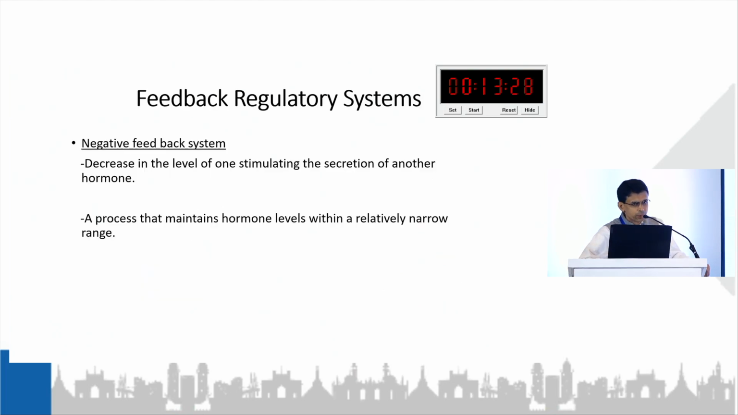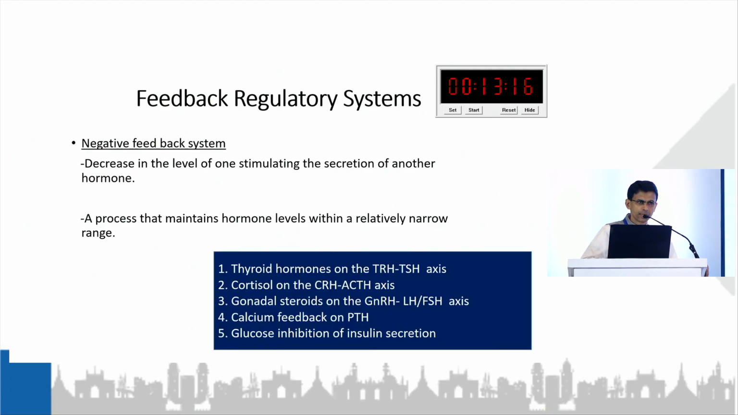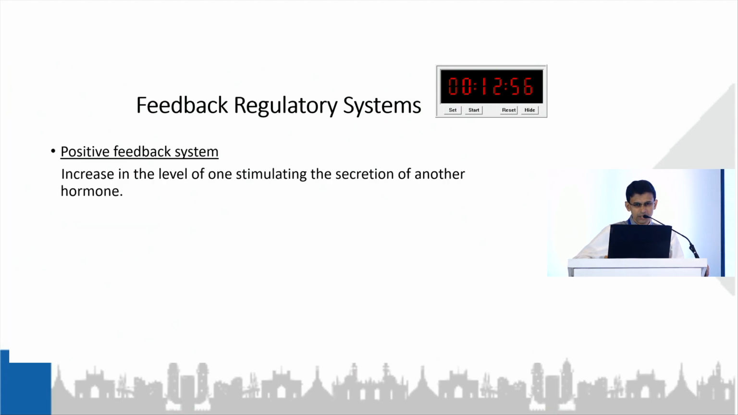One more very important concept we have to remember is the feedback regulatory system. We have a very good negative feedback system as far as the pituitary hormones are controlled. A decrease in the level of one stimulating hormone will increase the other hormones. Best examples are the inhibitory effects of thyroid hormones on the TSH axis, or cortisol on the CRH-ACTH axis. So this negative feedback mechanism maintains the hormone levels within a relatively narrow range.